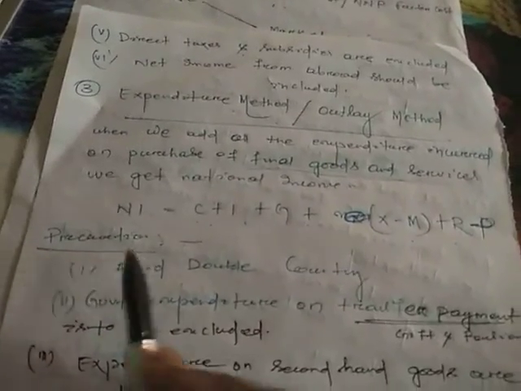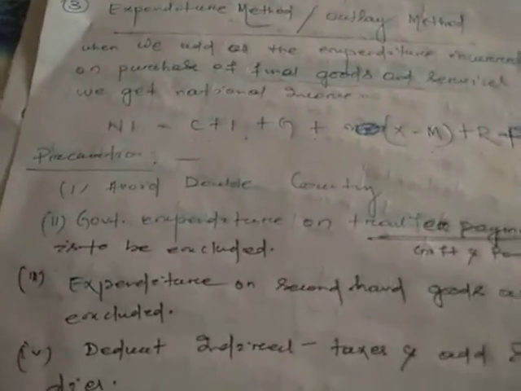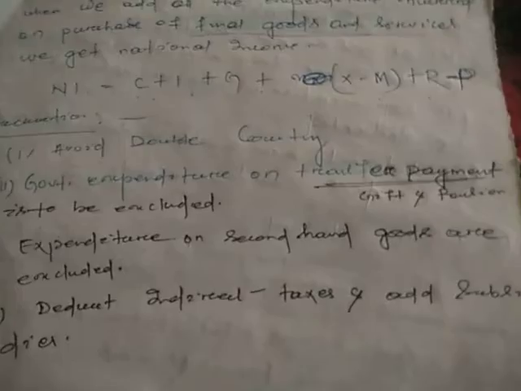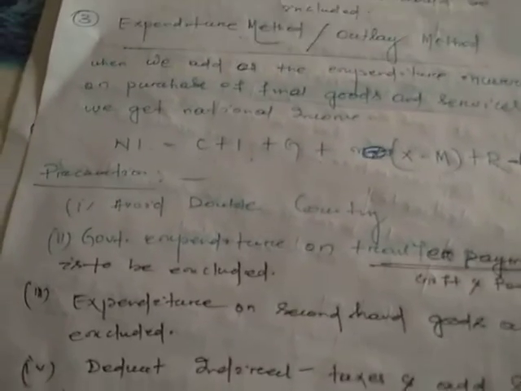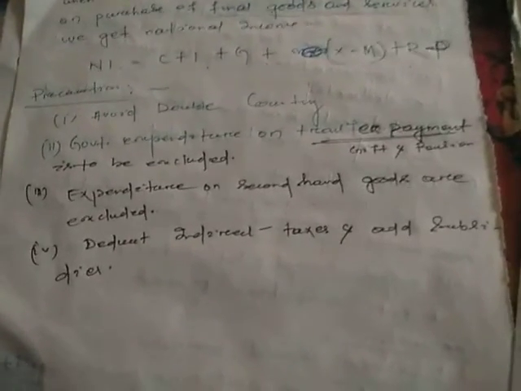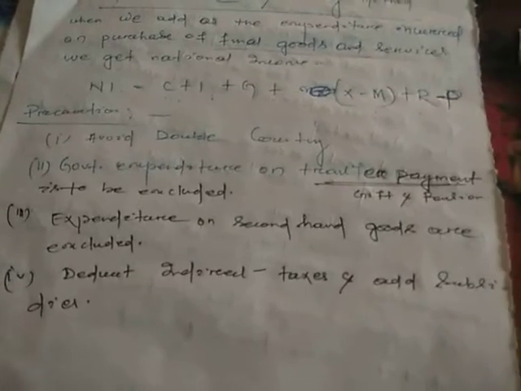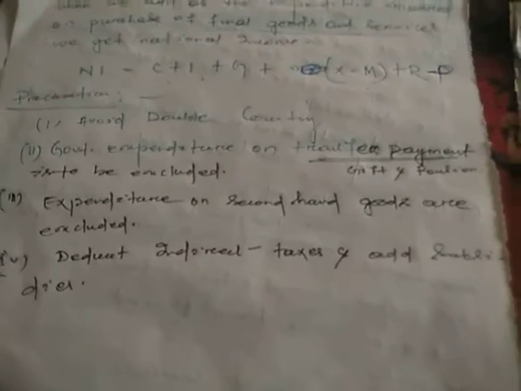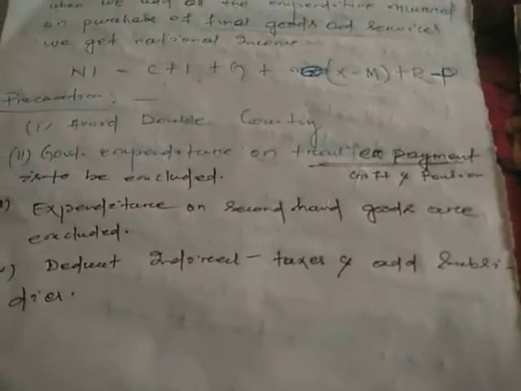Then come to the precautions. What precautions do we have to maintain if we want to calculate national income under the expenditure method? First is to avoid double counting. Same thing, raw material and finished good. One product is produced, but sometimes we take the price two times. In the sense, when you purchase the raw material, you take the cost, and when the finished product is prepared, there is some cost involved. That should not happen.